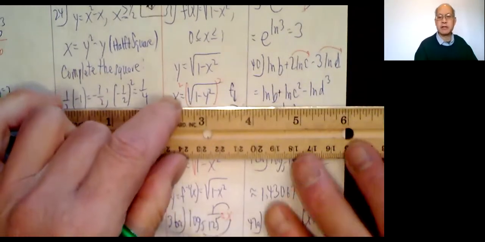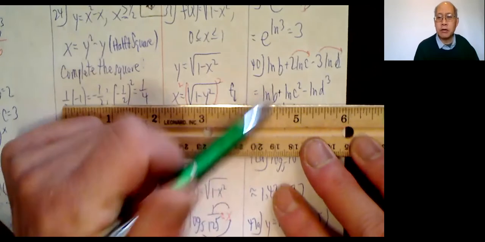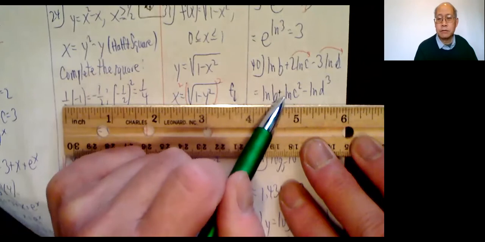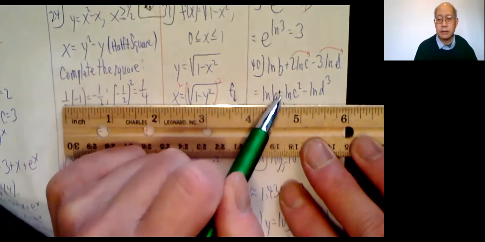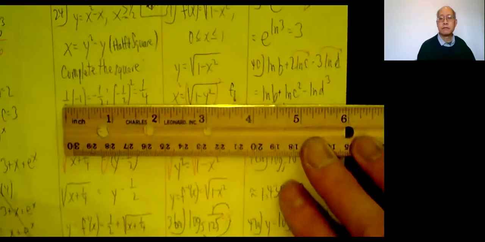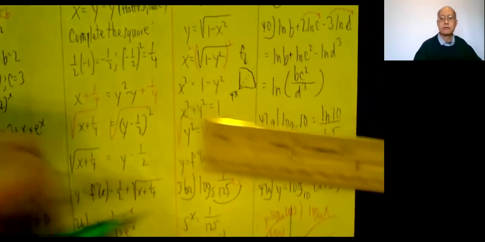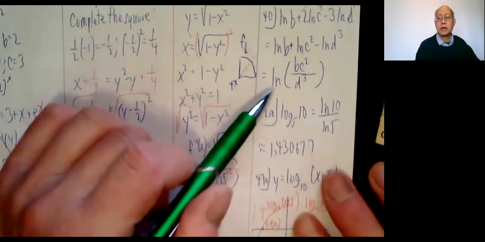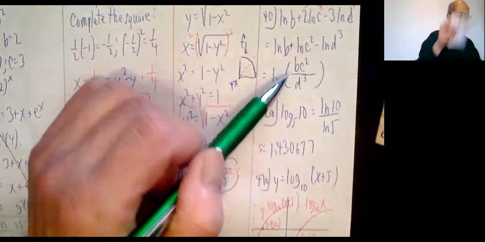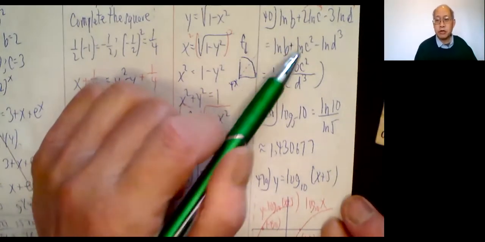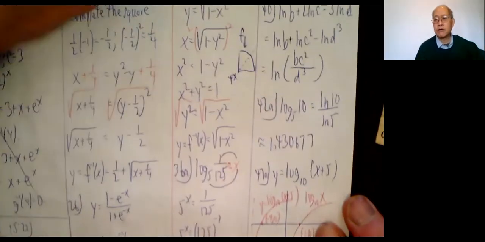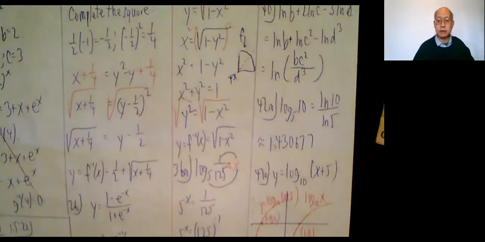You've already seen the answer, but now you write a single log. Since this is a plus, can you think what we do? We multiply these. And there's a minus, so we divide. So it's ln of B times C squared divided by D cubed. Plus means you multiply them, so B times C squared. Minus means you divide. So there it is, ln of B C squared over D cubed, and that's my final answer.